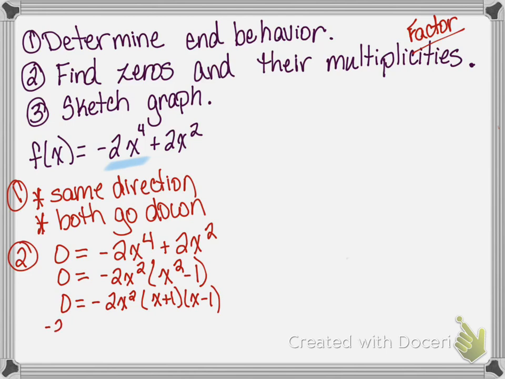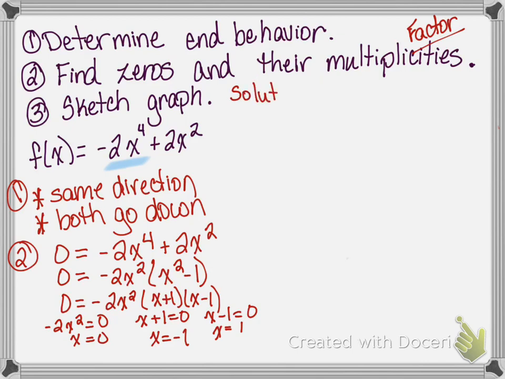Now, I'm going to set negative 2x squared equal to 0. That's x equals 0. X plus 1 equals 0, x equals negative 1. X minus 1 equals 0, x equals positive 1. So my first solution is 0. What's the multiplicity of 0? 2. It shows up twice. The reason we know it shows up twice is because of this x squared. Do you see that?